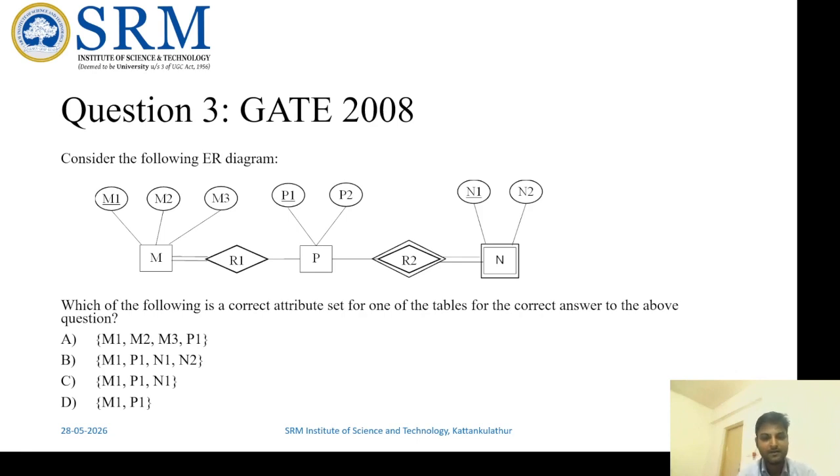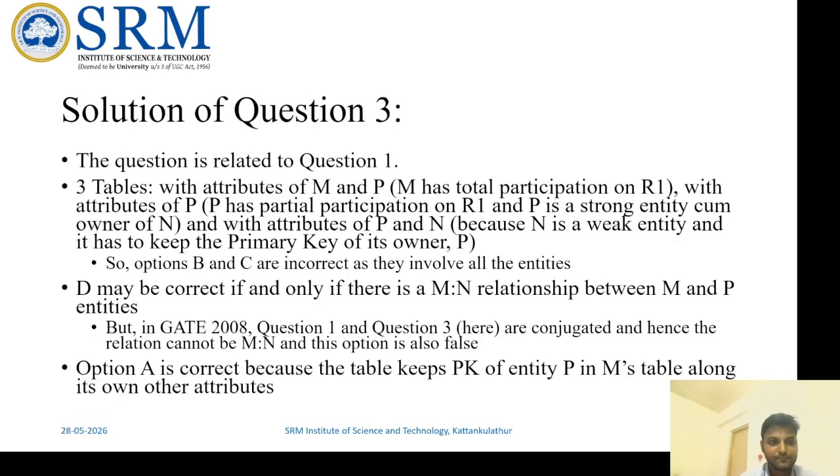Hence, the attributes which will be in the table will never be a mixture of attributes of the table for entity M, for entity P, and for entity N. So in option A, the attributes M1, M2, M3, and P1, I have given the solution here in the slide.